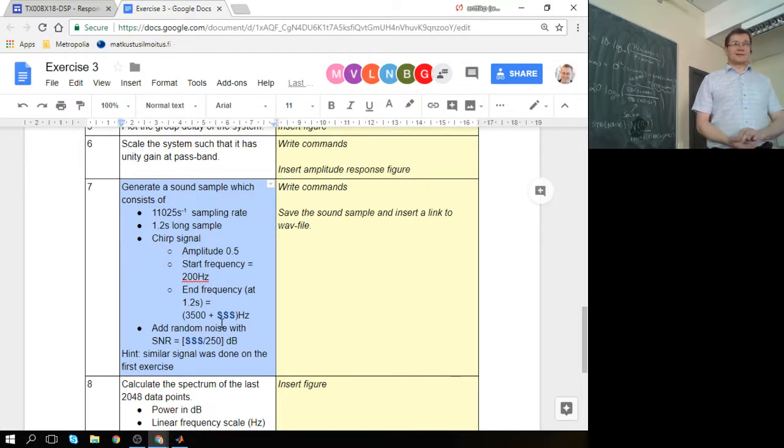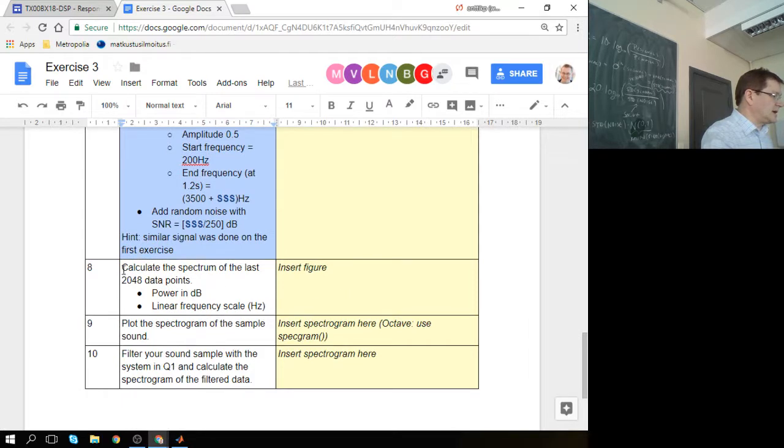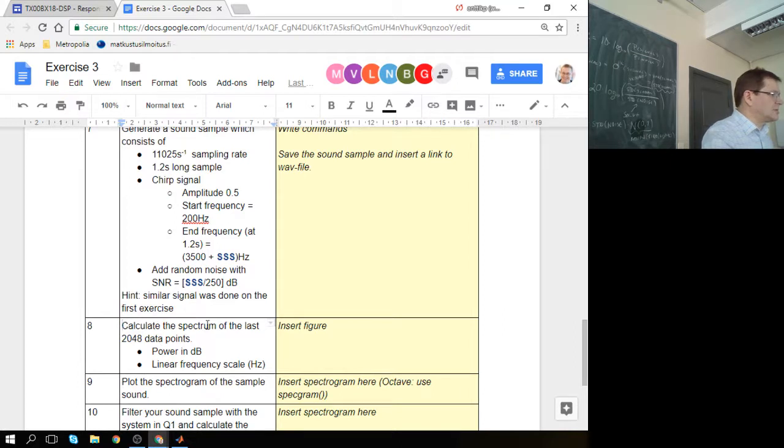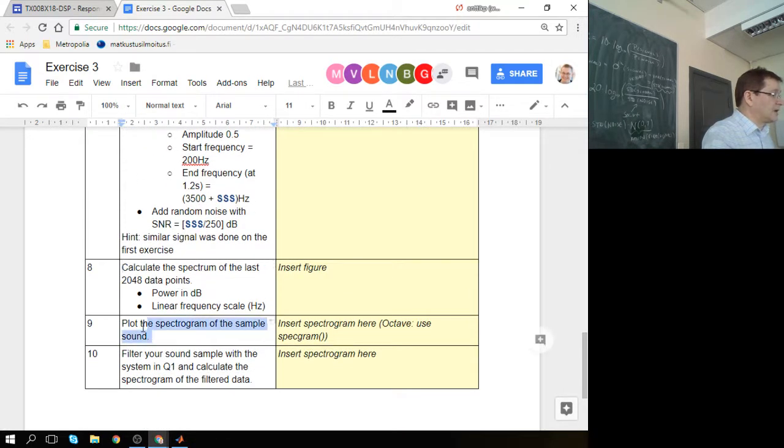Let's try it on this exercise again. Back to the business. I think I opened MATLAB already. And then on the 8th, you will take the spectrum of the last 2048 points of this sample. Then plot the spectrogram also, and then filter.